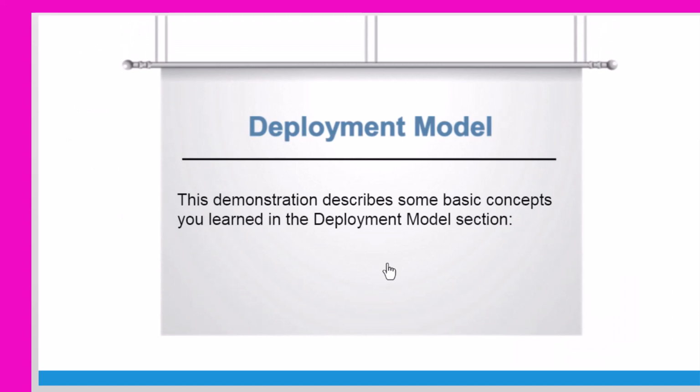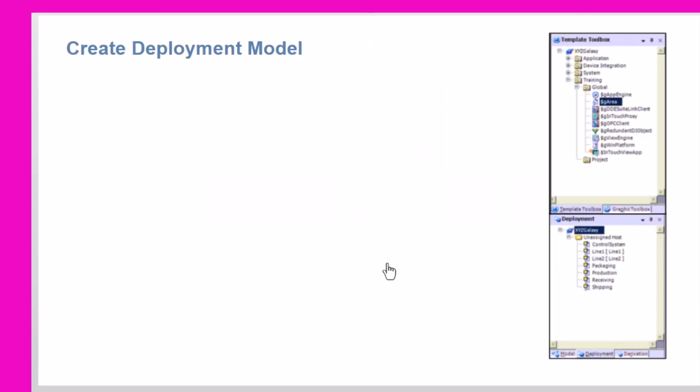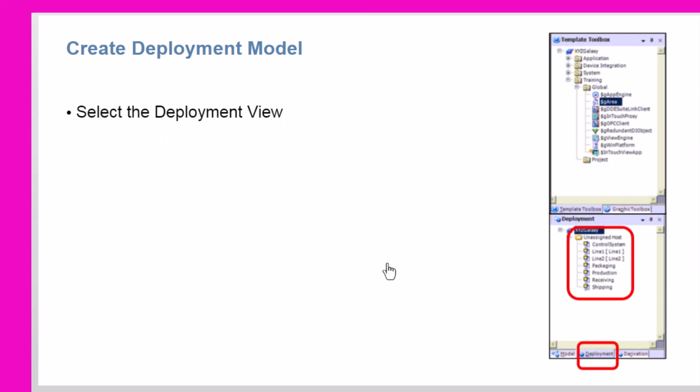This demonstration describes some of the basic concepts you just learned in the deployment model section. Now, let's create a deployment model for a Galaxy and then deploy the application. We start on the Deployment tab to display the deployment view. For this training, we expand the Unassigned Host section. Remember, we are using a training environment here, so your section may be named something different.